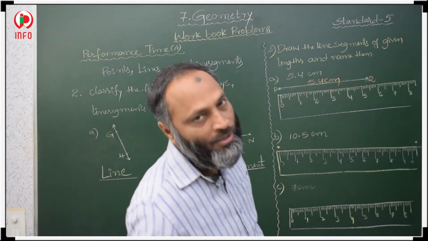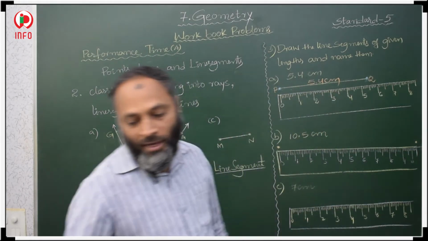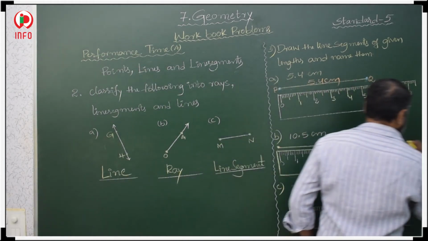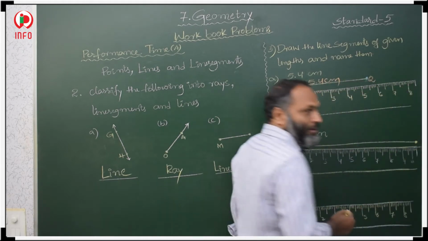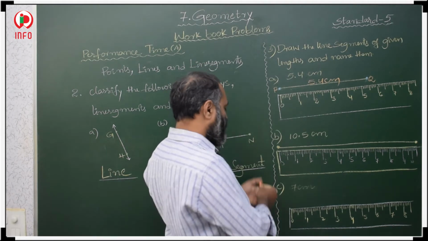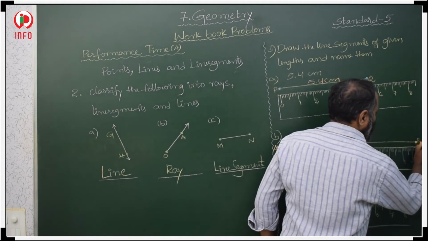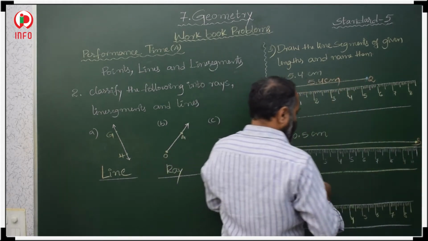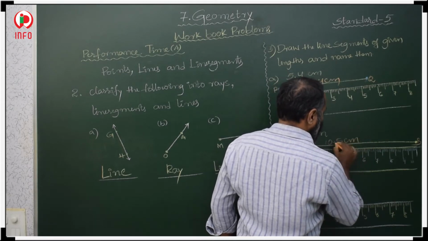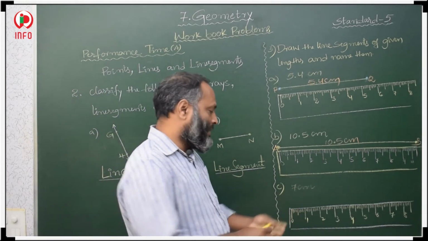Then after that we have to join these 2 points. So this is a line segment. Now name the line segment. The first point is A, the second point is B. The line segment AB has length 10.5 centimeters. The next one is 7 centimeters.